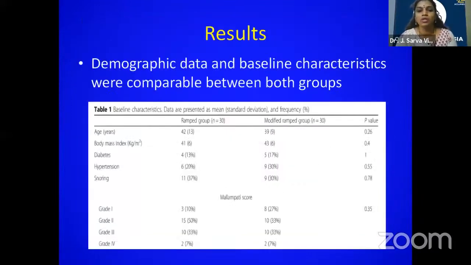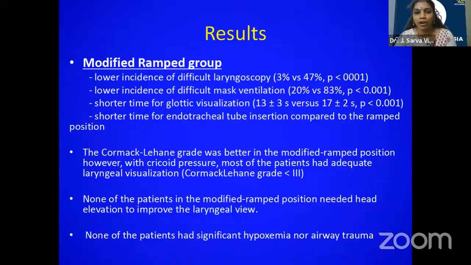And the results, as we can see, the demographic data and the baseline groups were comparable in both the groups, all having a p-value greater than 0.05. And the modified ramp group showed a lower incidence of difficult laryngoscopy, 3% in comparison with the ramp group, which had 45% incidence. And this modified ramp group patients also had a lower incidence of difficult mask ventilation, as low as 20% as compared to 83% in the ramp group.